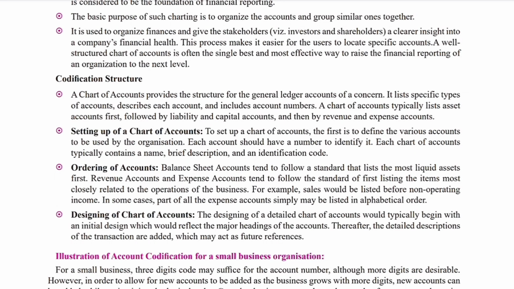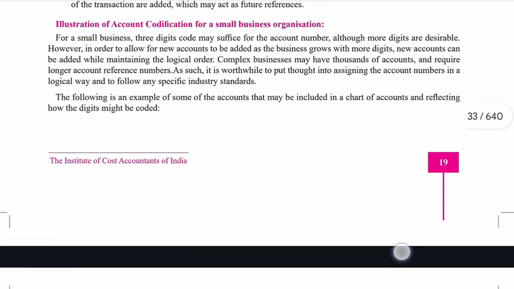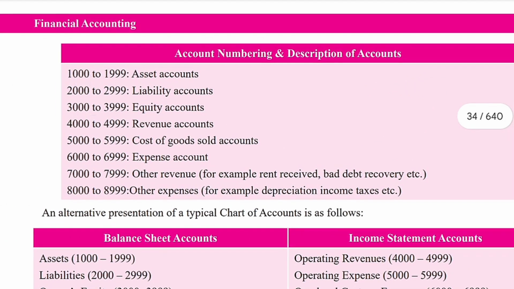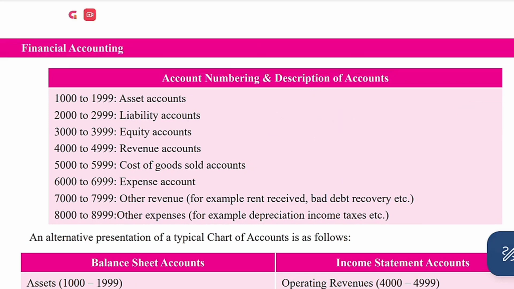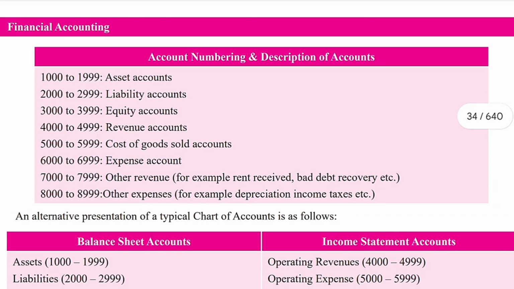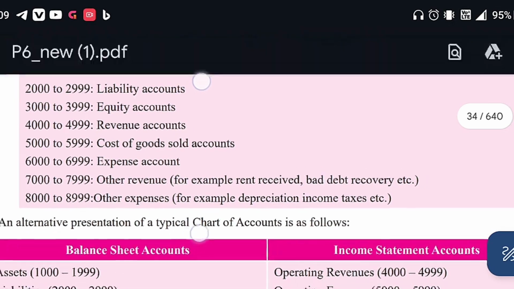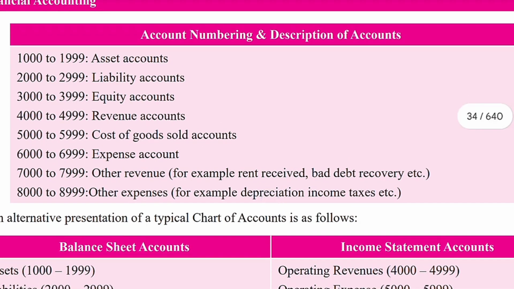That's all. You see, this is an illustration, just like an example. They have given us account codification for a small business organization. See, they have given numbers, 1000 to 9000. They are specific numbers. From 1000 to 1999, these numbers include asset accounts. The next, from 2000 to 2999, includes the liability accounts, likewise. So these are the main categories. These are the names, the labels they have given. These are the accounts they are using in the company. They have decided what kind of accounts they want, and they have also given a specific number.